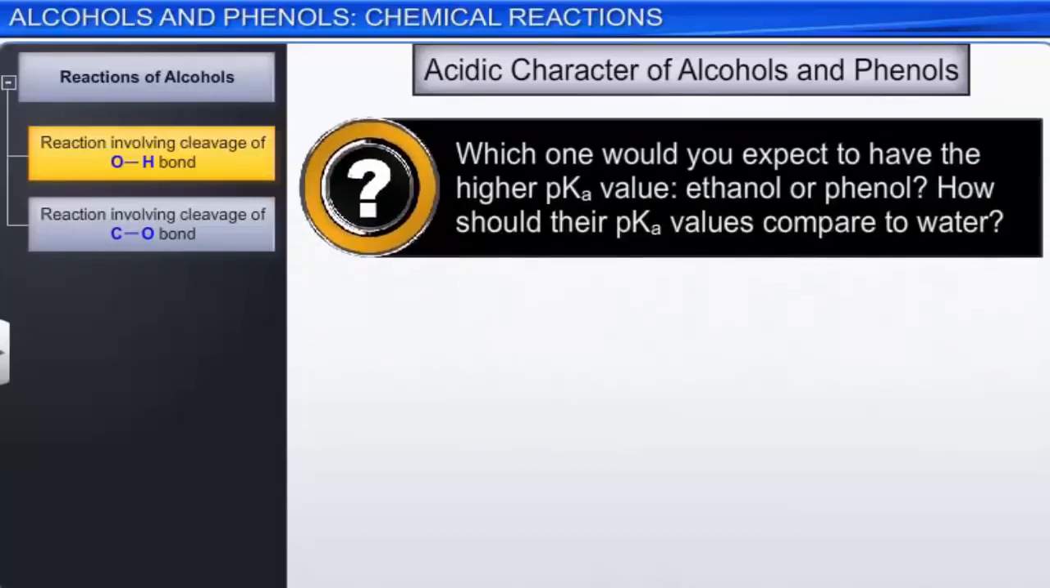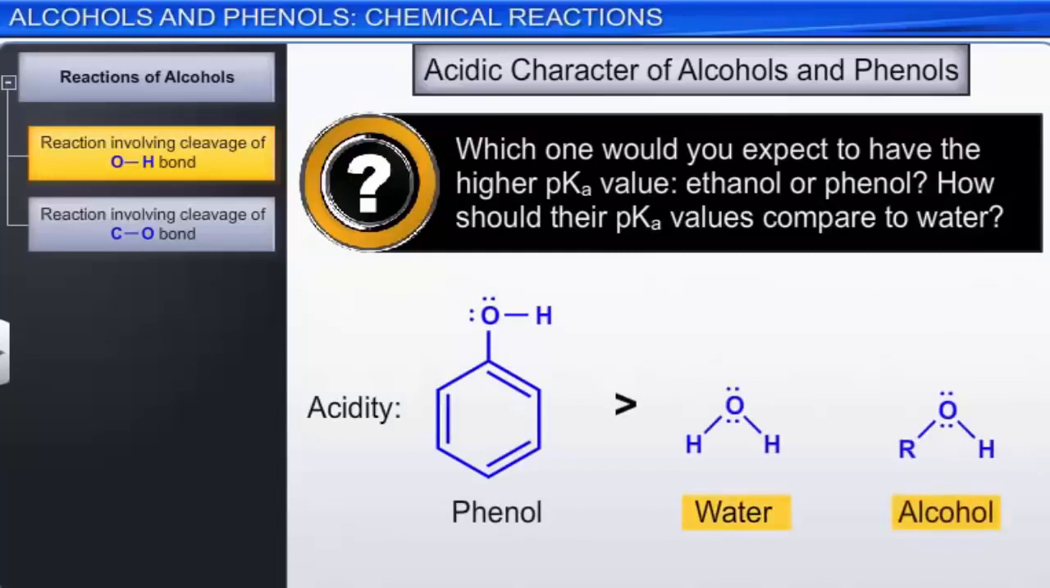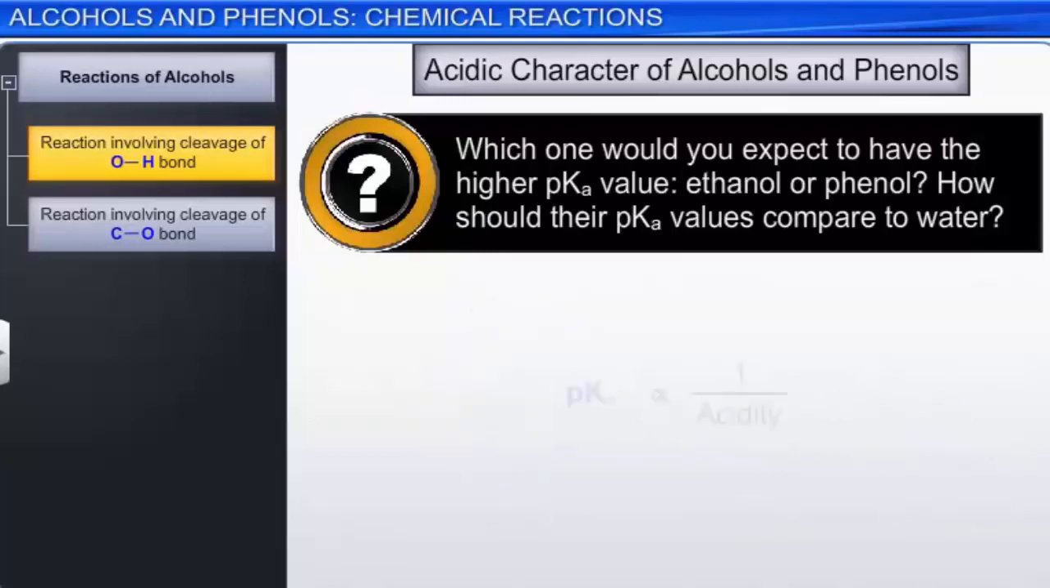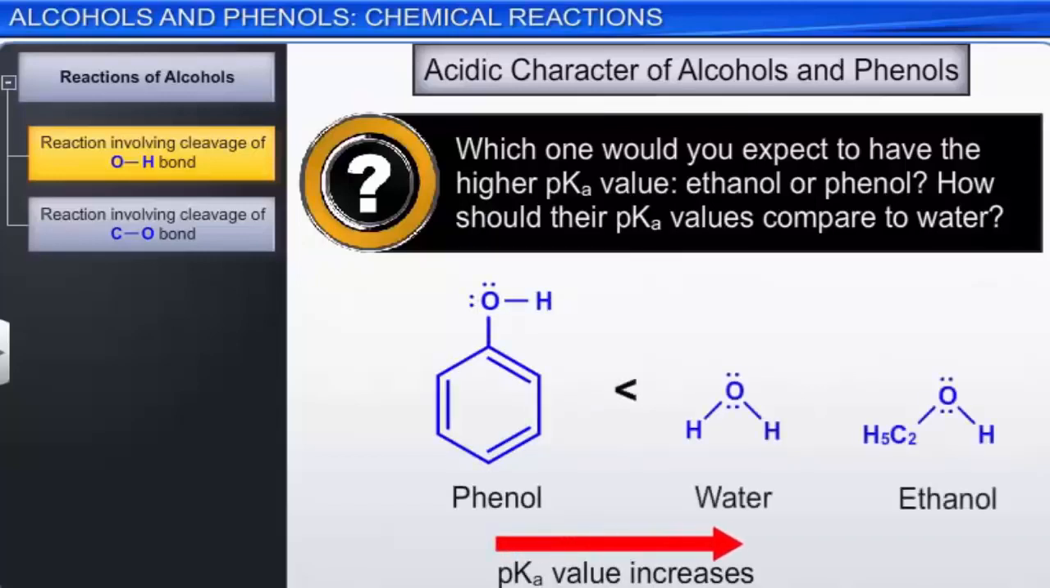You have learned that phenols are stronger acids than alcohols and water. You also know that water is a stronger acid than ethanol. Finally, you learned that stronger acids have lower pKa values than weaker acids. So, phenol should have a lower pKa than water and ethanol. Water should have a lower pKa than ethanol.